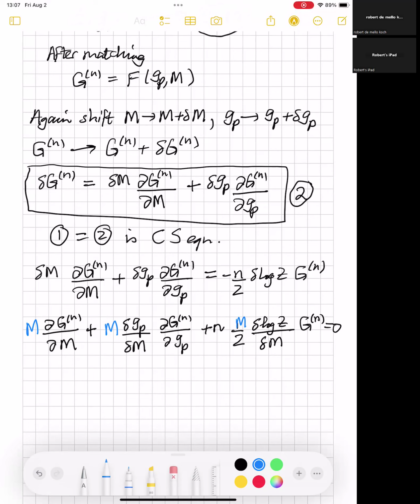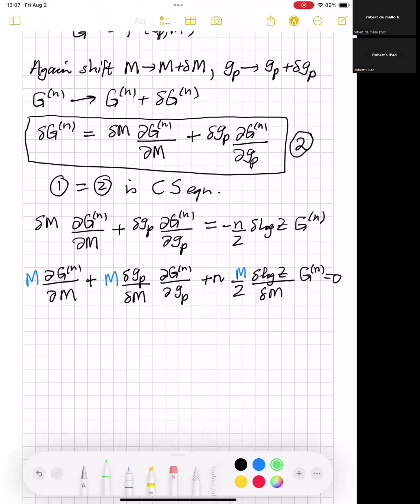And then we usually introduce a little bit of notation. So this m dgp dm is usually called beta. It's usually called the beta function. And this quantity over here, m over 2 delta log z delta m, that is usually called gamma. So gamma is usually called the anomalous dimension of the field. And we'll see why that name soon.